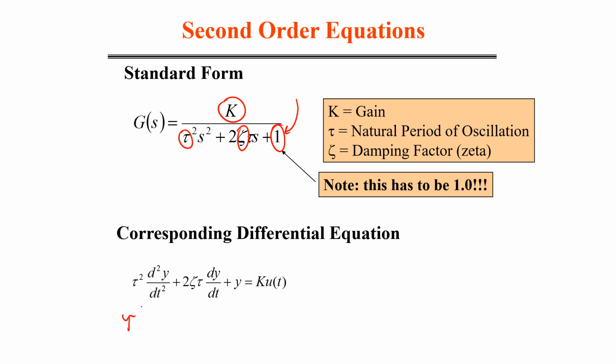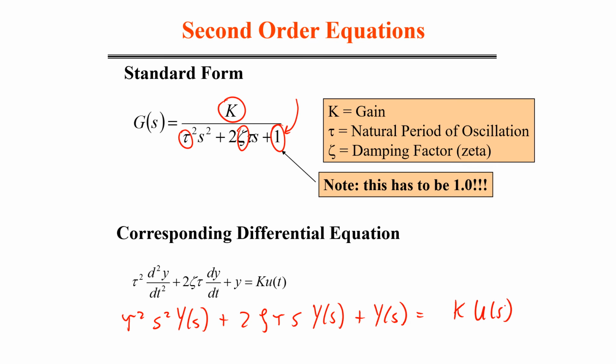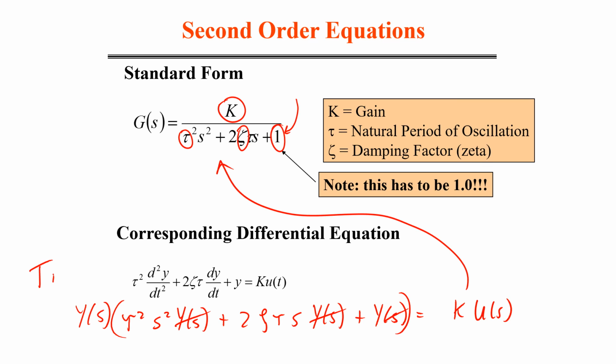If we just have 0 initial conditions, that's where we get the Laplace transform: tau squared s squared Y(s) plus 2 zeta tau s Y(s) plus Y(s) equals K U(s). Okay, and then if I just factor out the Y(s), and then just have these interior terms, I come up with this transfer function equation right here. Okay, so that's how we go from the time domain to the Laplace domain.